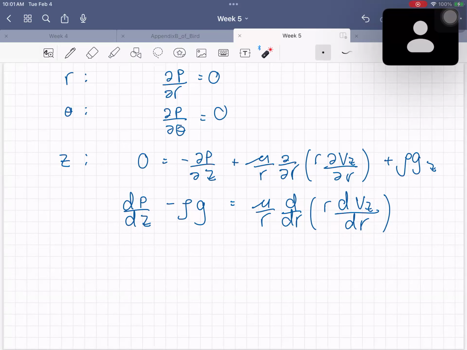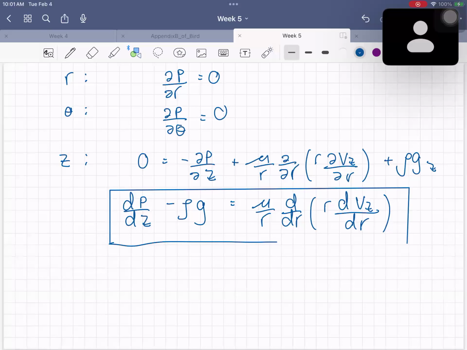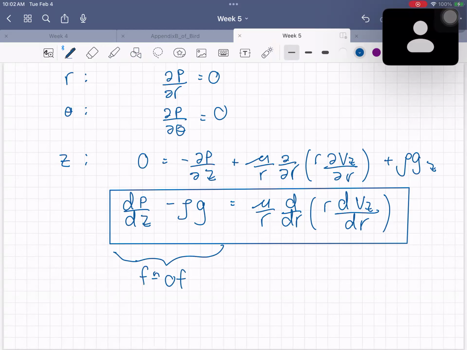All right, so in this equation, okay, let me make a square. You can see that the left-hand side is all a function of Z only, right? It's a function of Z, okay? And the right-hand side is a function of R, right? How are we going to solve this equation?